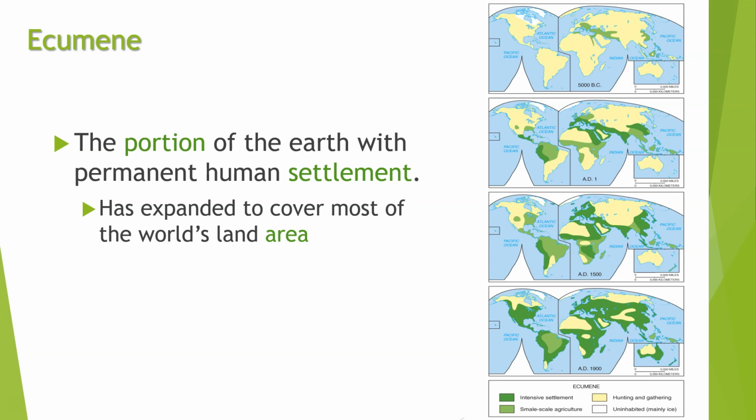Remember, ecumene is the portion of the Earth that is open or able to support permanent human settlement. And obviously that has changed significantly throughout history, as you can see there in the chart to the right. In current times, it covers most of the world's land areas, with the exception of the extremes closer to the poles.